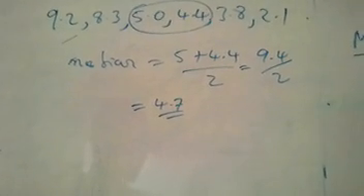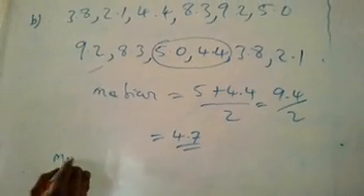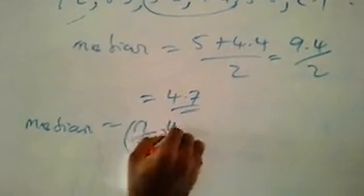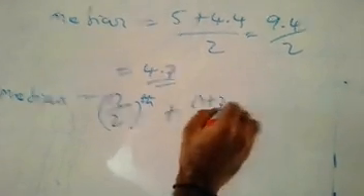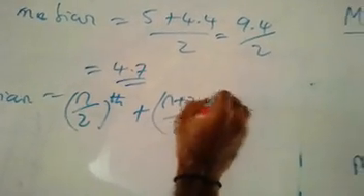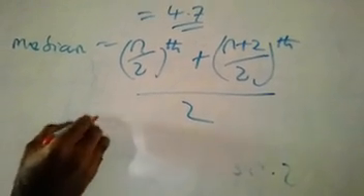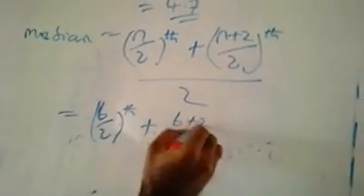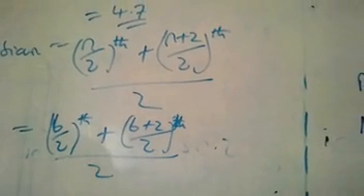But if we go by our formula, we said that the median is equal to n over 2 th term plus n plus 2 over 2 th term, divided by 2. This stands for the positions. Now, what is our n? They are 6 in number. So we have 6 over 2 th term plus 6 plus 2 over 2 th term divided by 2.